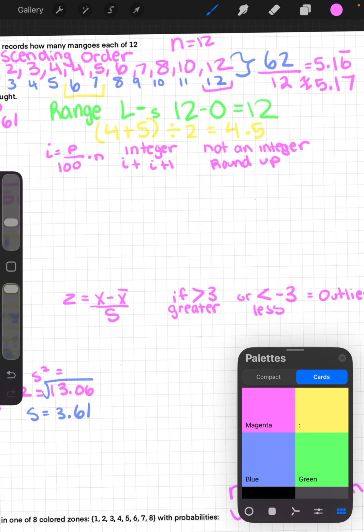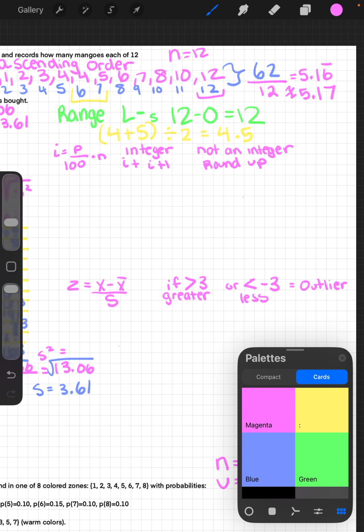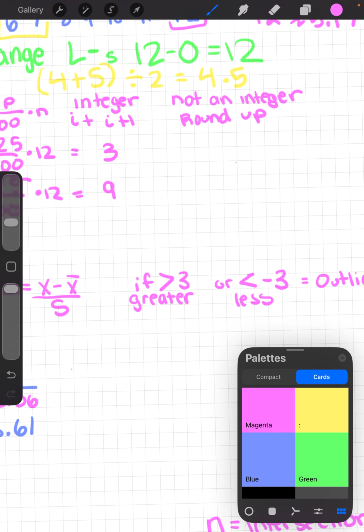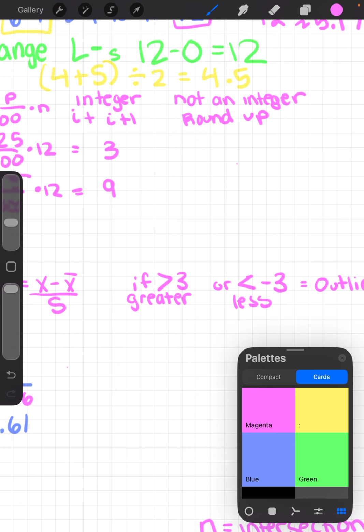I already wrote down the formula. So we have 25 divided by 100 times 12, and we have 75 divided by 100 times 12. So let me get my calculator. That gives 3, and 75 divided by 100 times 12 is 9. If this is an integer, you do this. If it's not an integer, you do that.